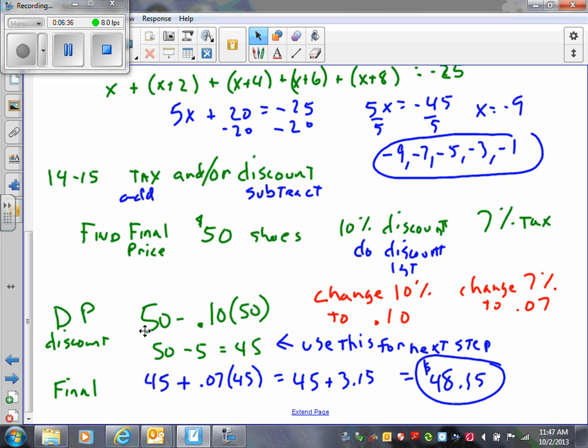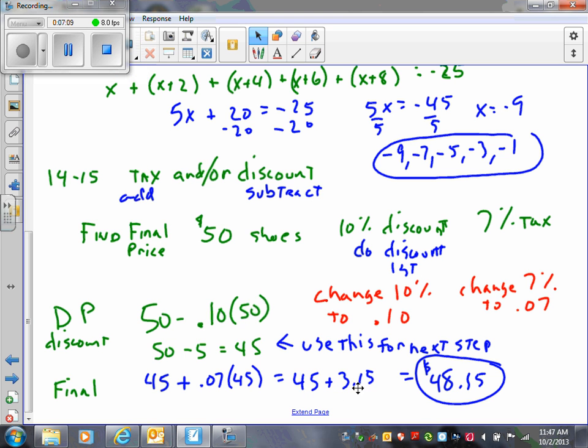So to figure out the discount price, we take the original price, $50, minus the discount rate, 0.10 times the original price. That's 50. 0.1 times 50 is 5. So 50 minus 5 is 45. That's the discount price. And we use this 45 for the next step because we're figuring tax on $45, not on $50. So we go 45 plus 0.07 times 45 equals 45 plus 3.15.